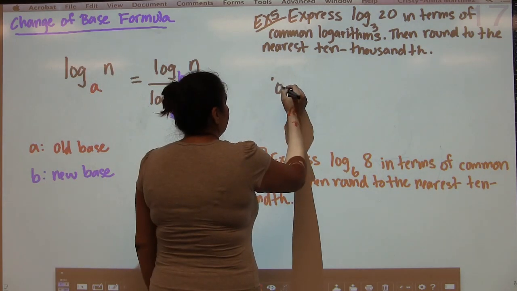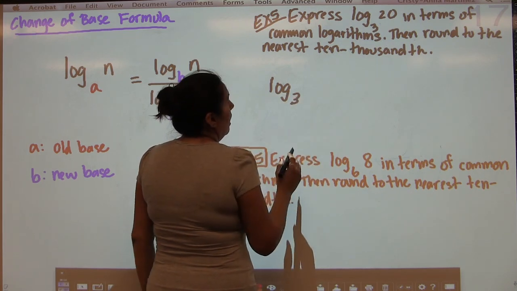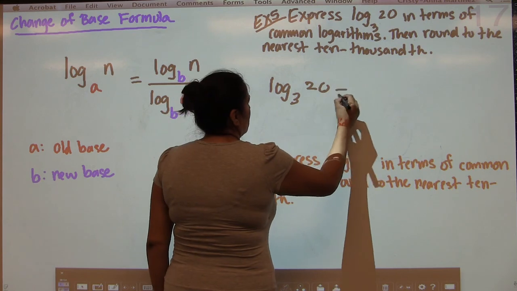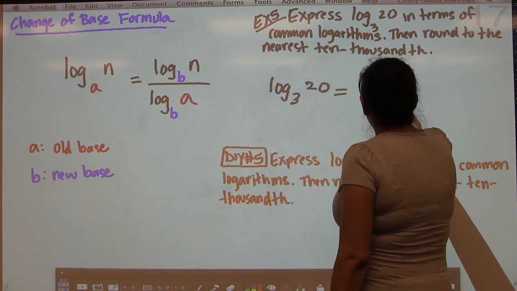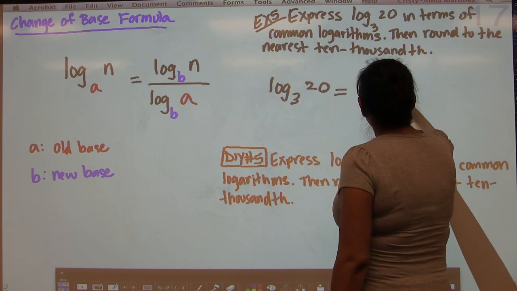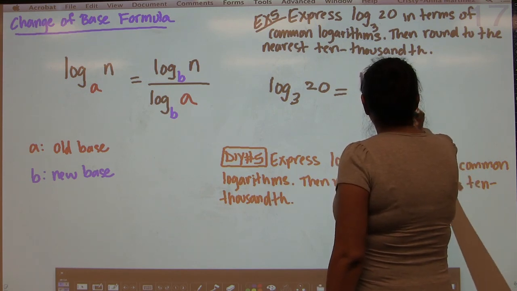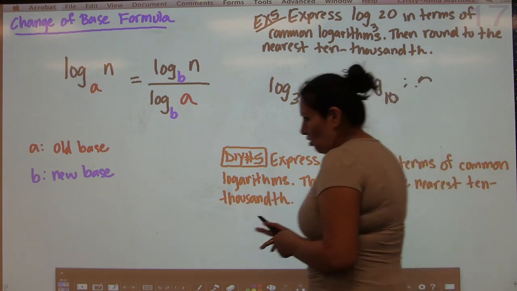So basically, log base 3 of 20 is going to equal log base 10 of 20.